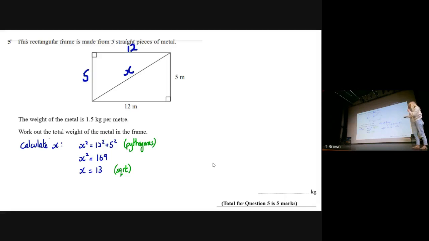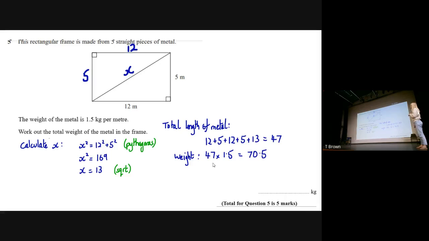So the total length of the metal, of all of the metal that's making this shape, is 5 add 5 add 12 add 12 add 13, which is 47. And it says that the weight of the metal is 1.5 kilograms per meter. So we're going to do 47 times by 1.5. And again, some of you might be thinking, I wouldn't know how to times it by 1.5. That's absolutely fine. That's why we have the lattice method or the column method. You could just do 47 times 15 and then put the decimal point back in the right place.